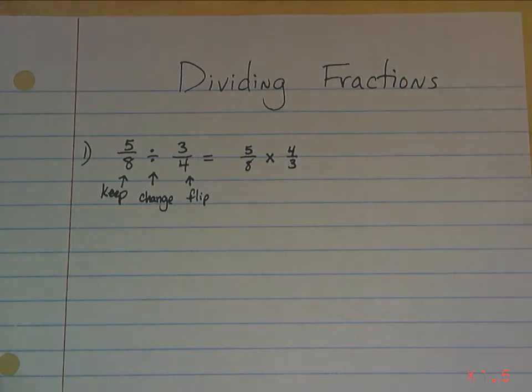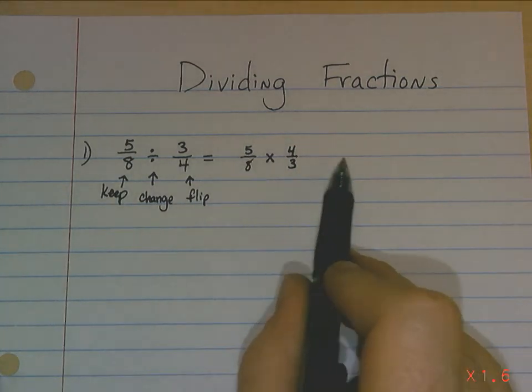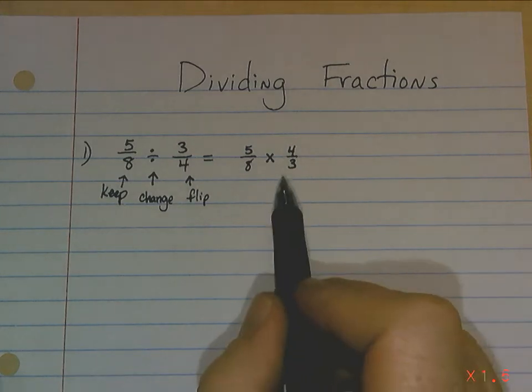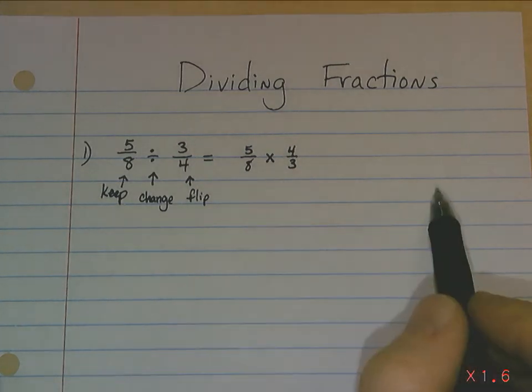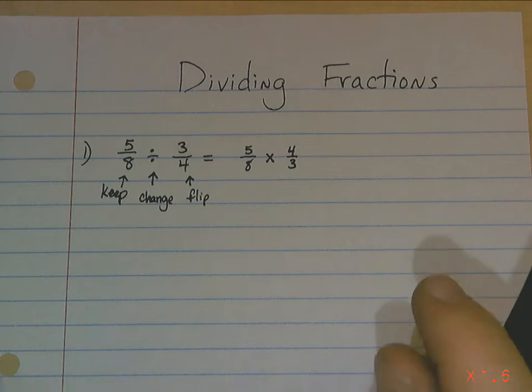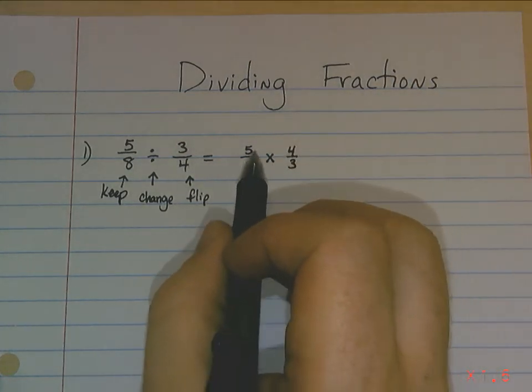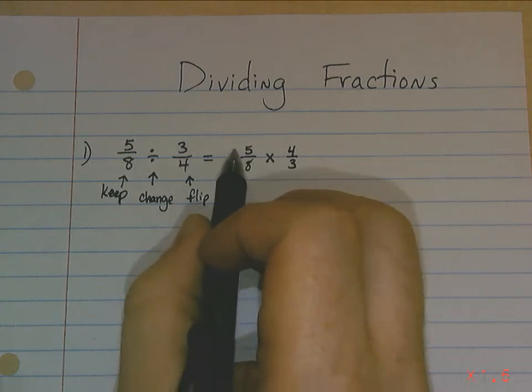Okay, and that's it. You just multiply straight across. That would be 20 over 24. The issue there, though, is we want to simplify before we multiply across. It makes life a little bit easier when we do that. So 3 and 5 have no common factor, so there's nothing we can simplify there.